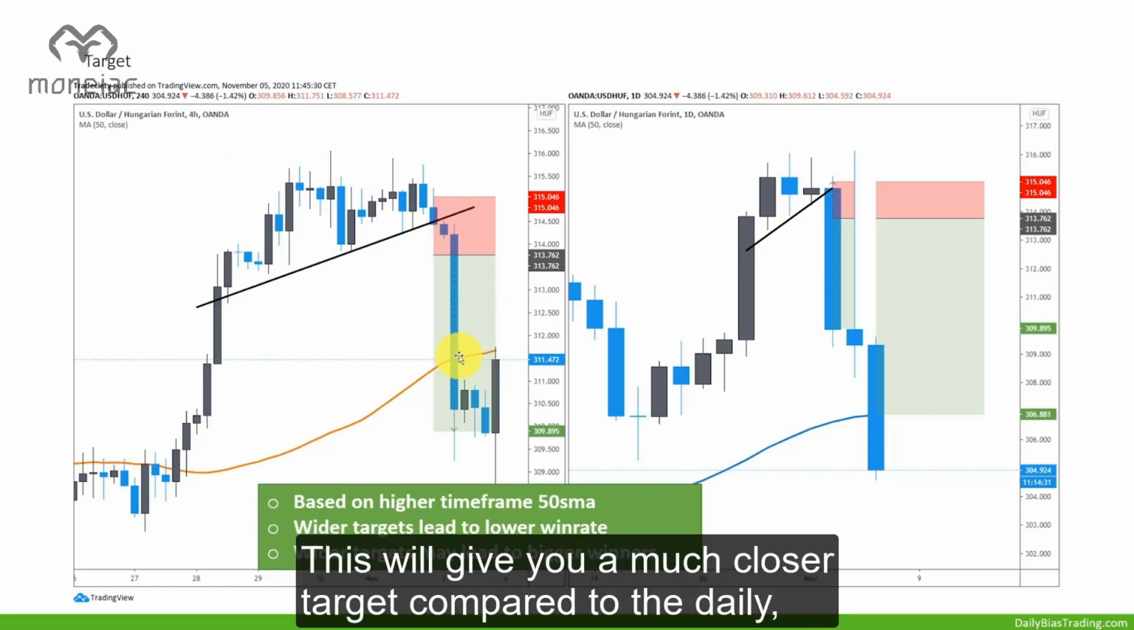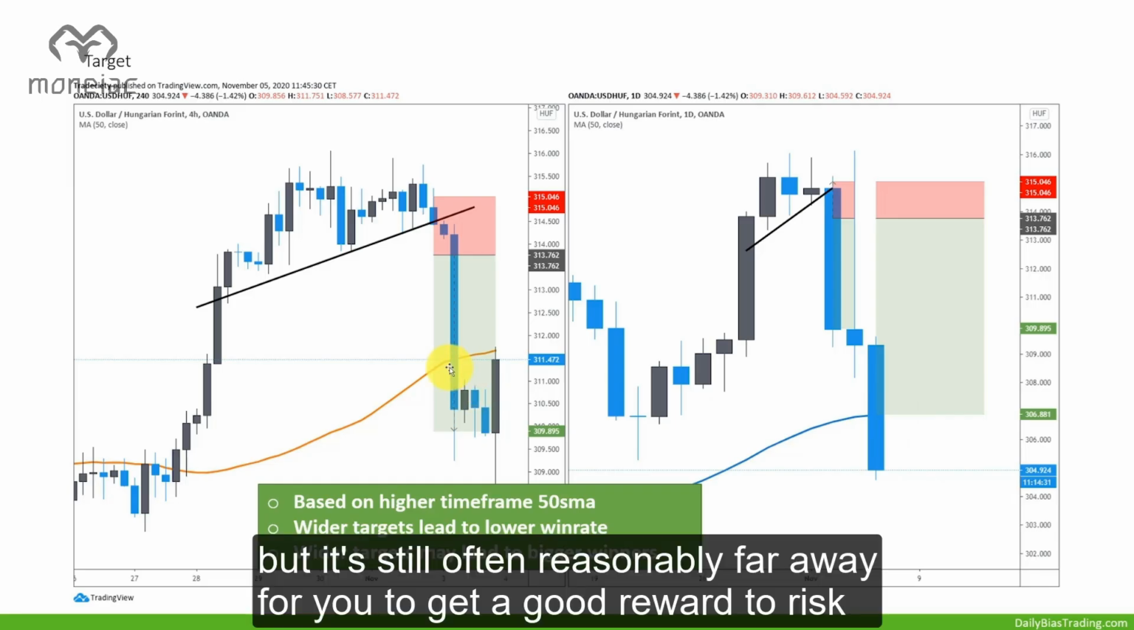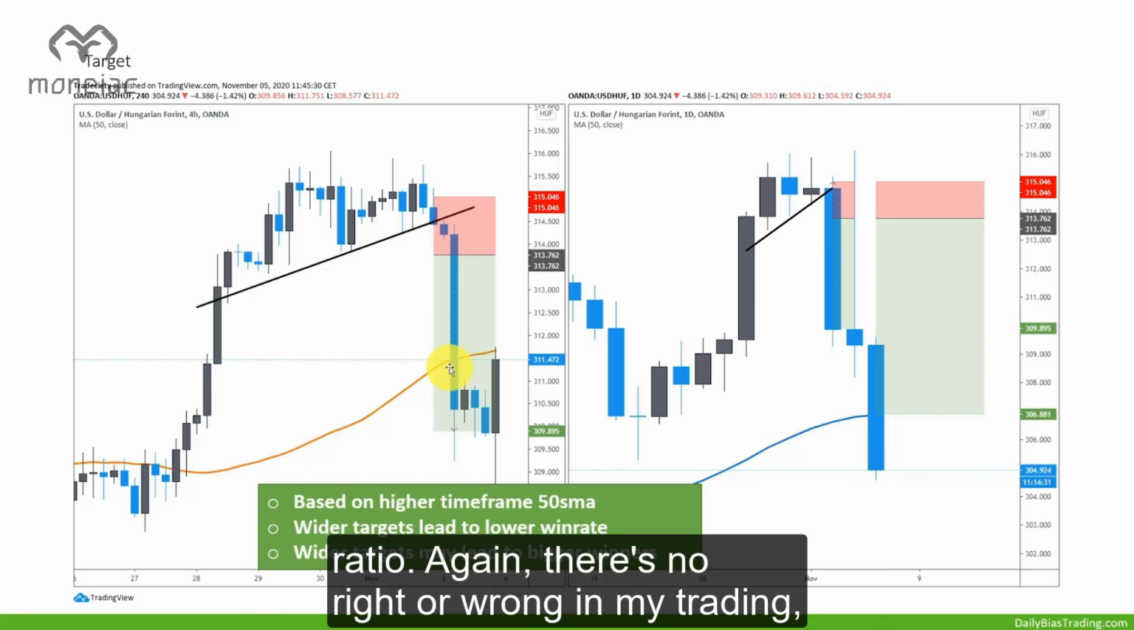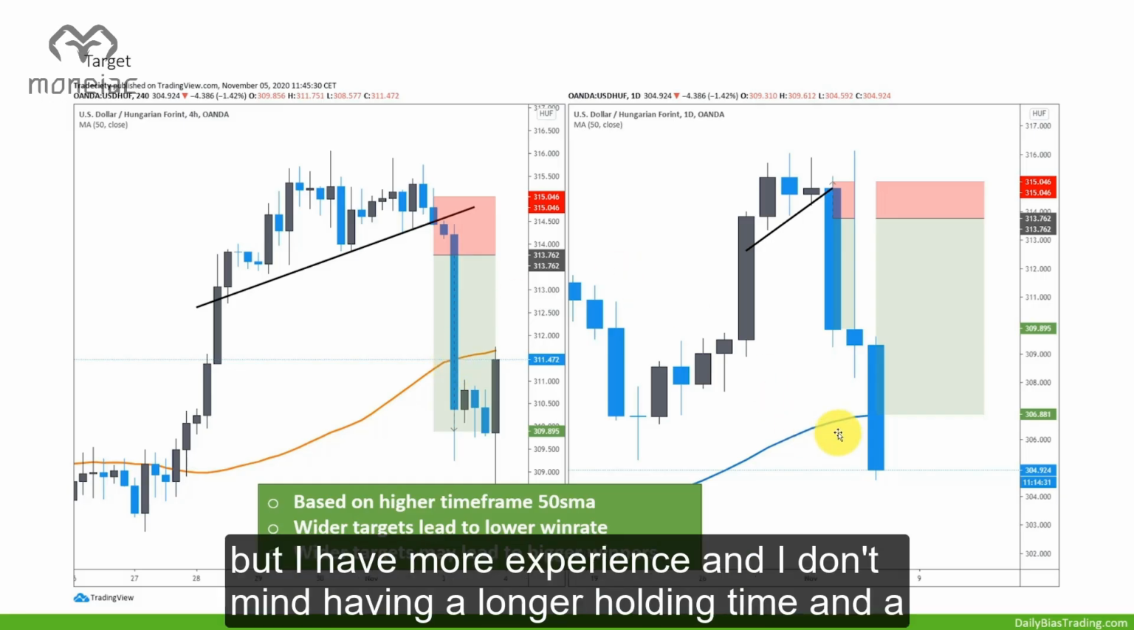This will give you a much closer target compared to the daily, but it's still often reasonably far away for you to get a good reward to risk ratio. Again, there's no right or wrong in my trading, but I have more experience and I don't mind having a longer holding time and a lower win rate.